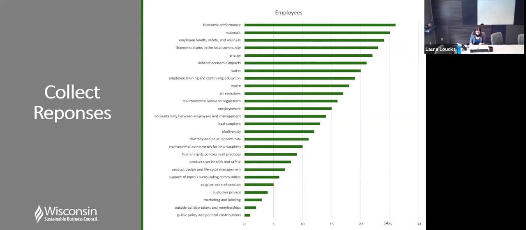And so after we received responses from all of these 3 groups, I imported all of the data from SurveyMonkey into Excel, and I averaged the response from each group. So this is the results of our average of just our employees and what they thought was most important. And then I had that data for also our customers and suppliers.